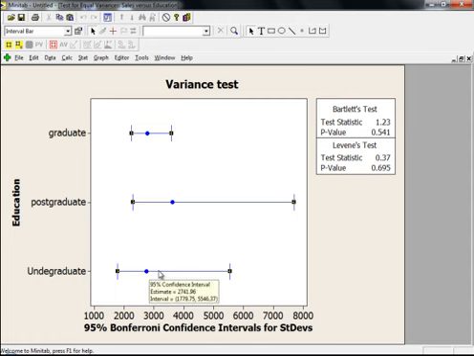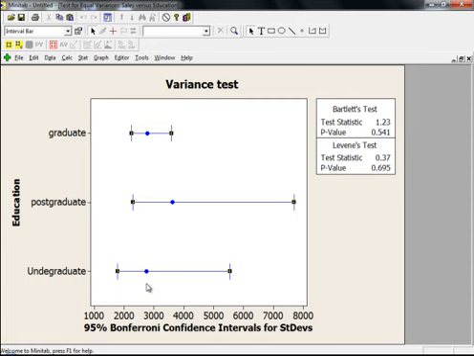Similarly, for undergraduate, the population variance lies between 1779.75 and 5546.37. And what is its significance? You see here, this is overlapping. The confidence intervals for graduate, postgraduate, and undergraduate are overlapping to an extent. Okay? So whenever the confidence intervals for two or more subgroups overlap, most likely you will see that there is no significant difference in the population parameter. There is no significant difference in the variance of the samples.